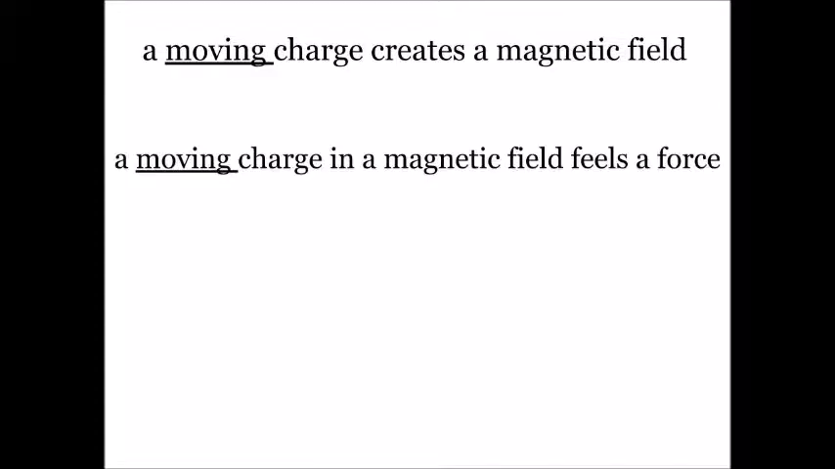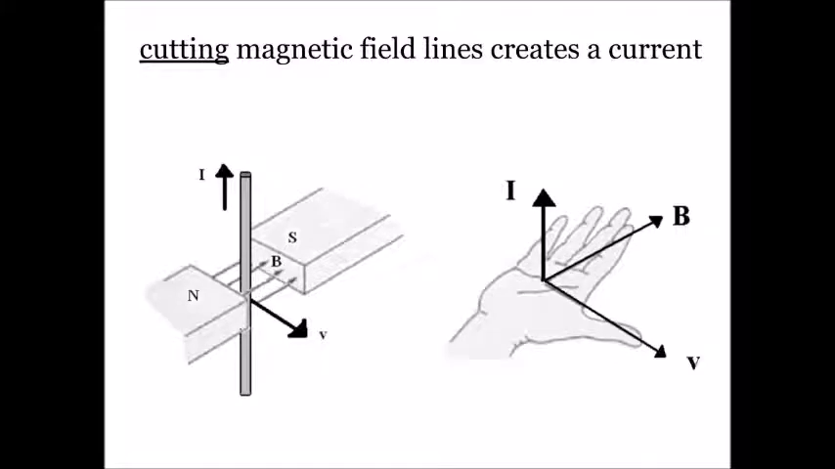So fact 1, a moving charge creates a magnetic field. Fact 2, a moving charge in a magnetic field feels a force. Fact number 3, cutting magnetic field lines creates a current. Cutting magnetic field lines. So again, the idea they have to cut the magnetic field lines. We've seen that before. New right-hand rule.